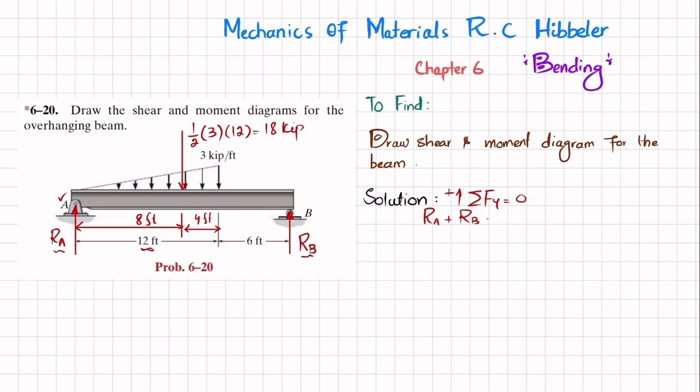So I will write minus this 18 kips load is equal to 0. It means that RA plus RB is equal to 18. This is your equation number 1.